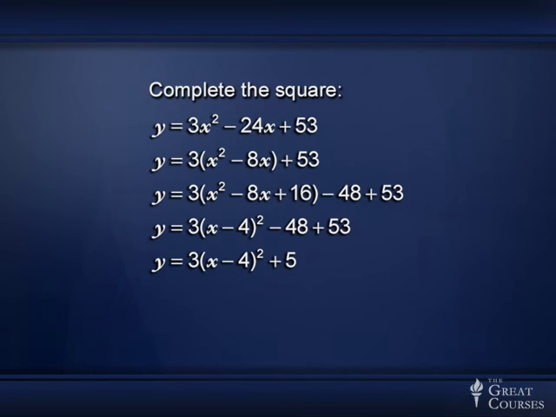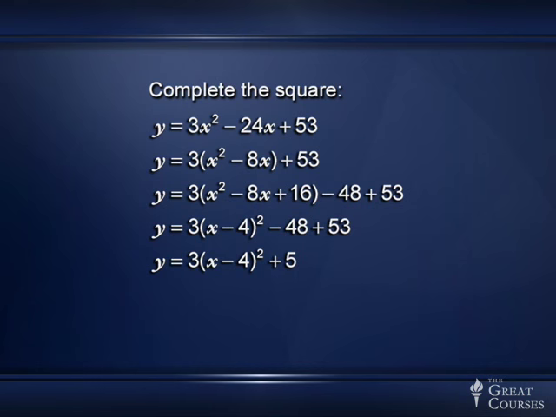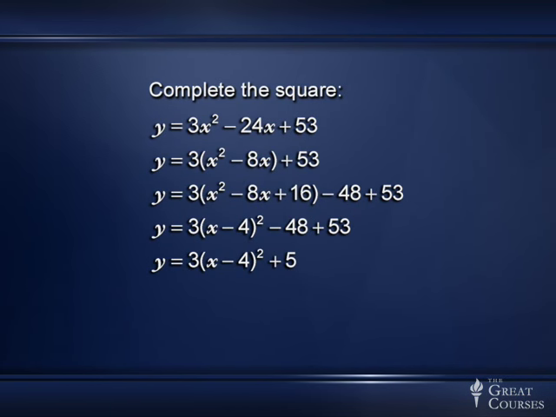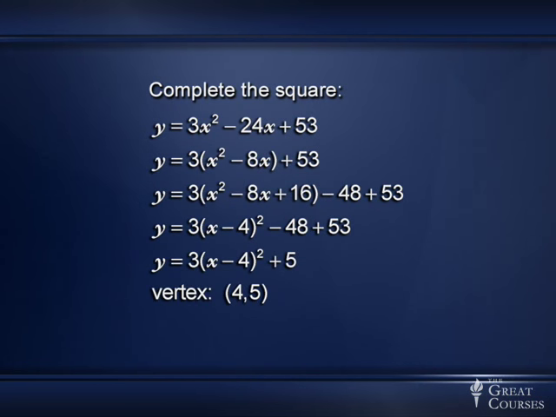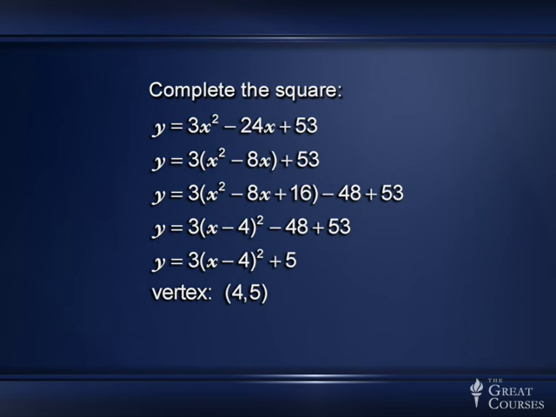Now, I know that was a complicated bit of completing the square, but it's probably the most complicated one you could ever see. So that was a good exercise to go through. Now let's read off the vertex. Well, you've got it in front of you. It's got to be at 4, 5. Notice that the 3 that's in front of the whole thing has nothing to do with the vertex. The vertex of the parabola is just at 4, 5.